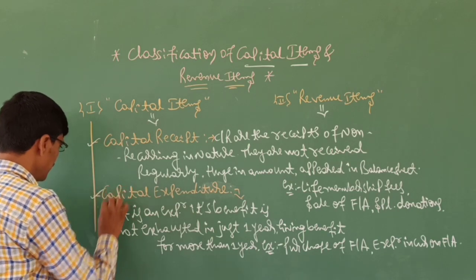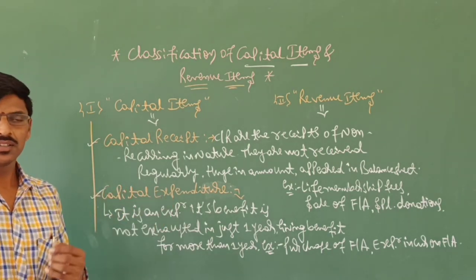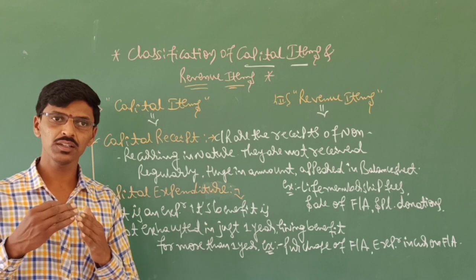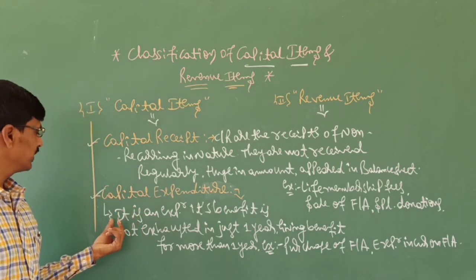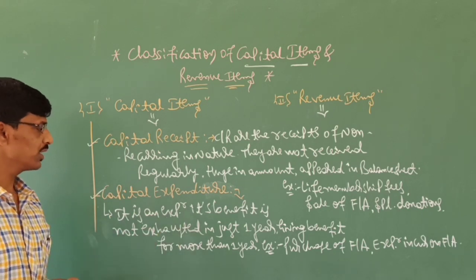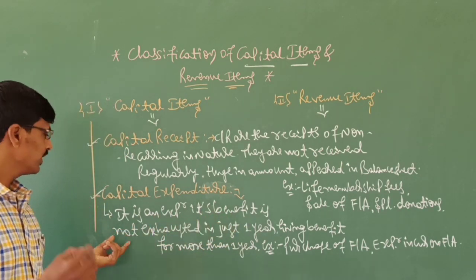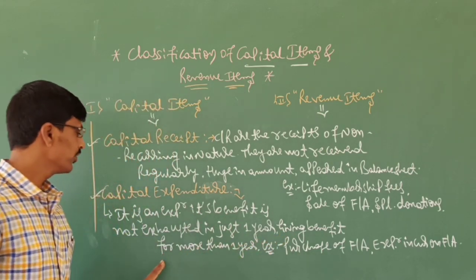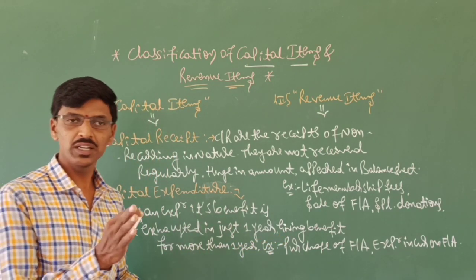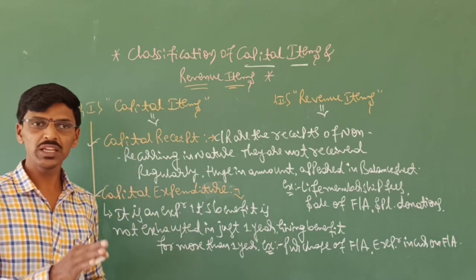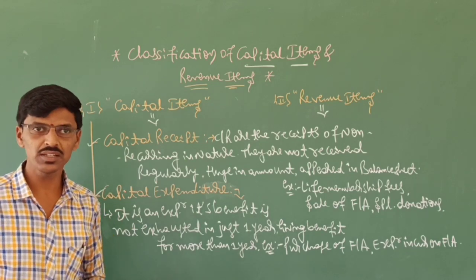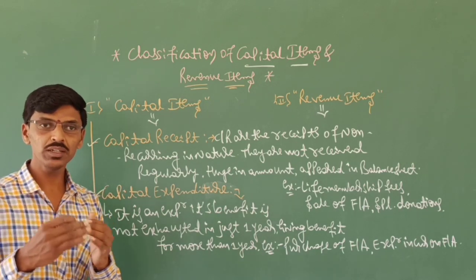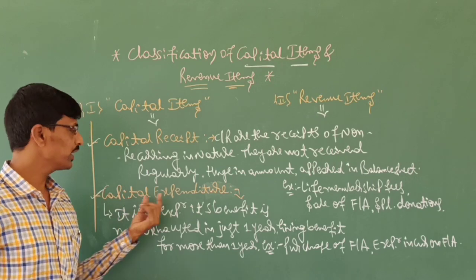The next is capital expenditure. What exactly does capital expenditure say, and what expenditure comes under this head? Capital expenditure is an expenditure whose benefit is not exhausted in just 1 year. It gives benefit for more than 1 year. If you are making any expenditure in an organization and that expenditure gives benefit to the enterprise for more than 1 year, that is called capital expenditure.